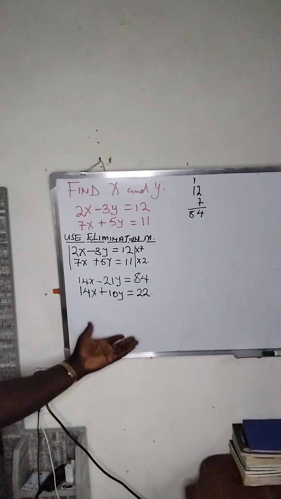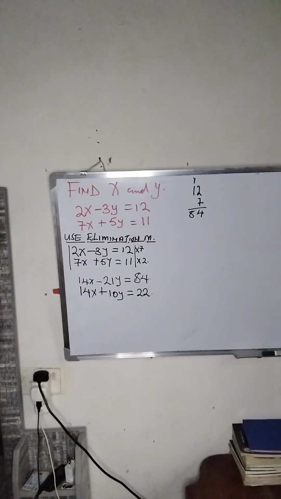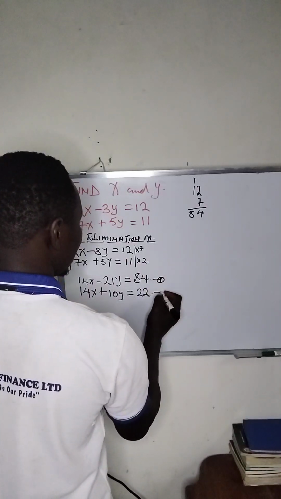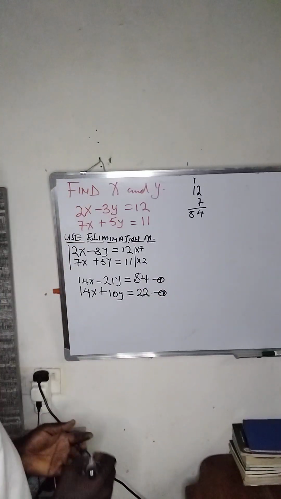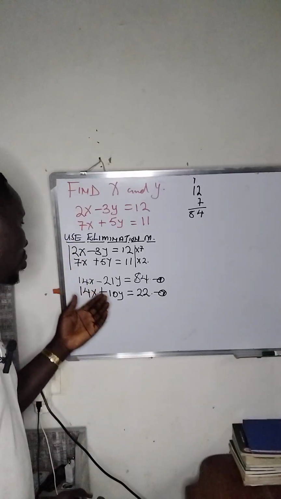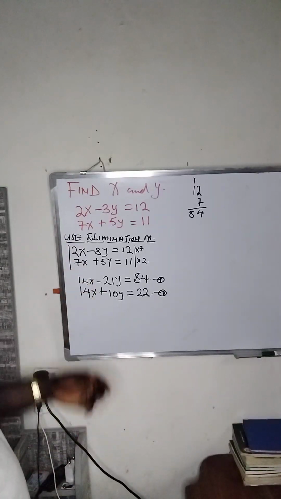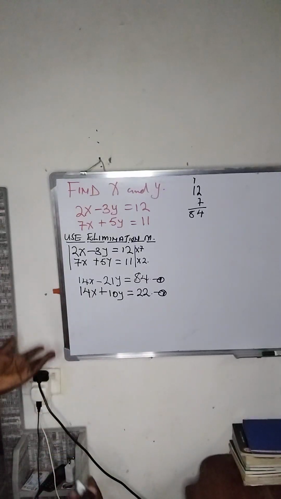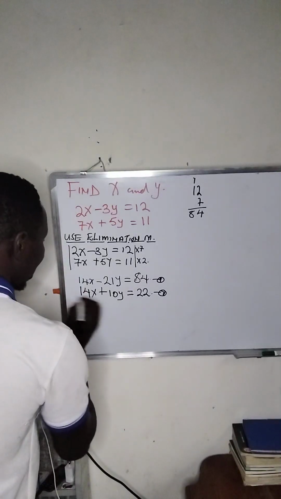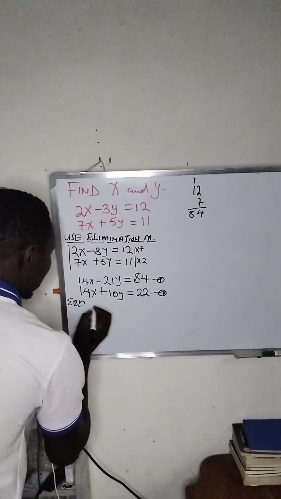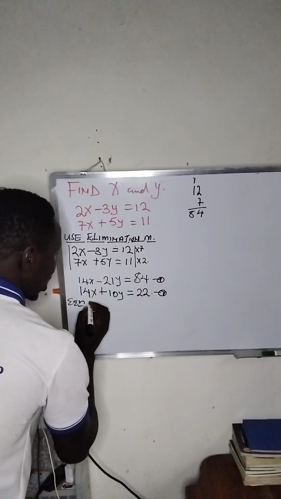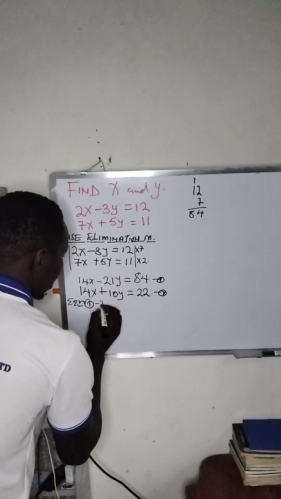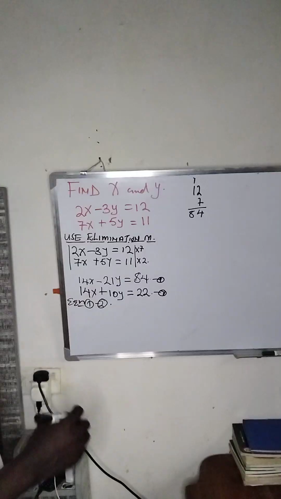Now it is our task to get the answer. For example, this is equation 1 and this is equation 2. It means we are going to subtract equation 2 from equation 1. Then we shall come up with the answer. Equation 1 minus equation 2.